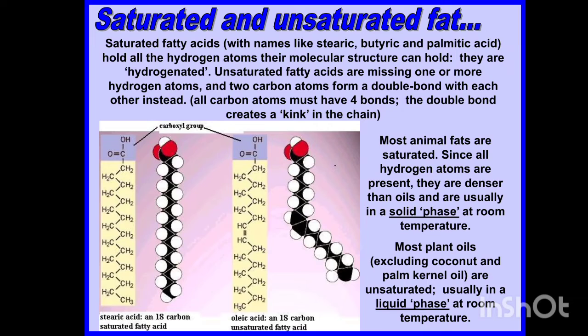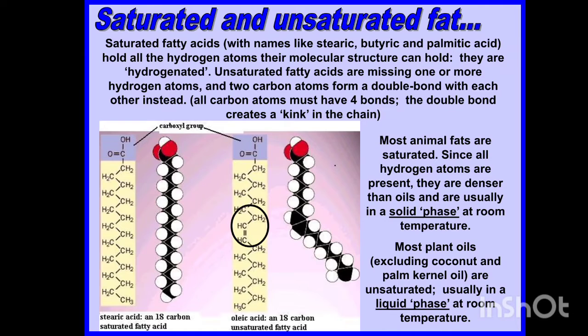Saturated and unsaturated fat. Saturated fatty acids, with names like stearic, butyric, and palmitic acid, hold all the hydrogen atoms their molecular structure can hold. They are hydrogenated. Unsaturated fatty acids are missing one or more hydrogen atoms, and two carbon atoms form a double bond with each other instead. All other atoms must have four bonds. The double bonds create a kink in the chain.